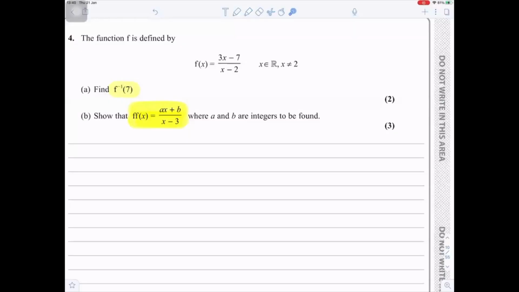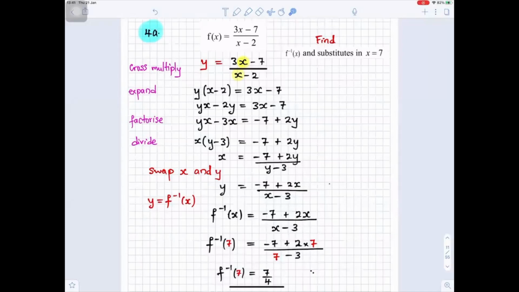Question number 4. The function f is defined by f of x is equal to 3x minus 7 over x minus 2. Find f inverse of 7 and show that f squared of x is equal to ax plus b over x minus 3, where a and b are integers to be found. So to do question 4a, the first thing we need to do is to find f inverse of x and then substitute in x equals 7.